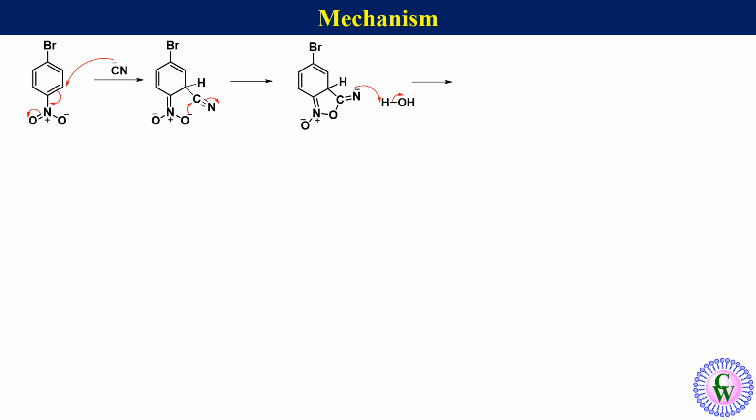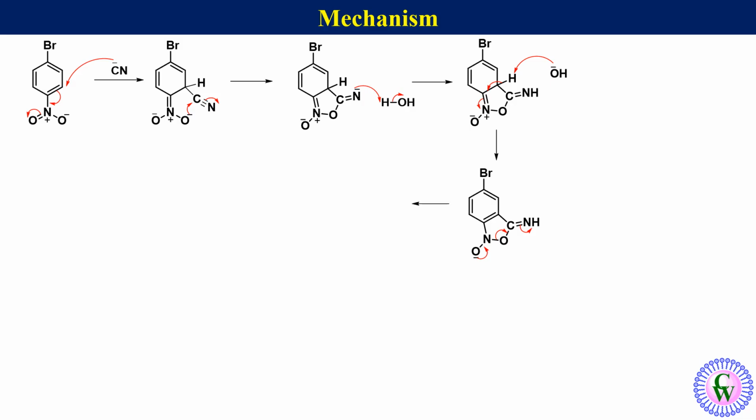water molecule to produce neutral species and hydroxide ion, after which the intermediate is re-aromatized to produce iminobenzoisoxazole. Ring opening via nitrogen-oxygen bond cleavage yields an ortho-nitrosobenzamide, which recyclizes to form a compound containing a nitrogen-nitrogen bond.